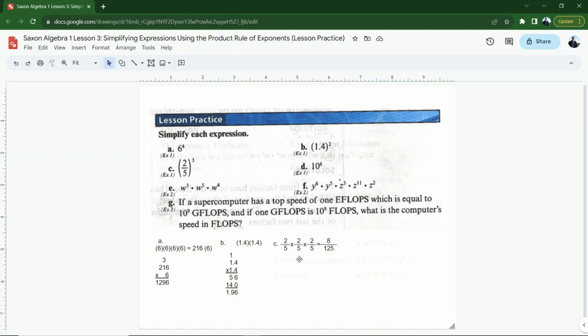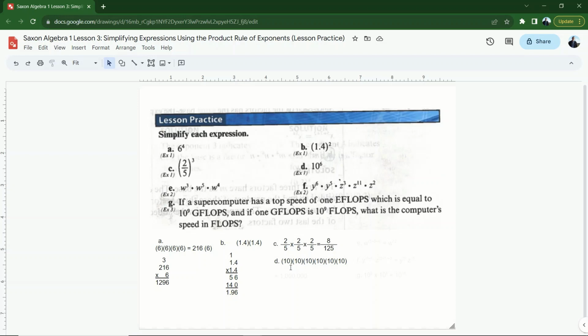Letter D. 10 to a power is always really easy to deal with because all we need to do is collect all of the zeros and put them after a 1. How many zeros do we have here? 1, 2, 3, 4, 5, 6.